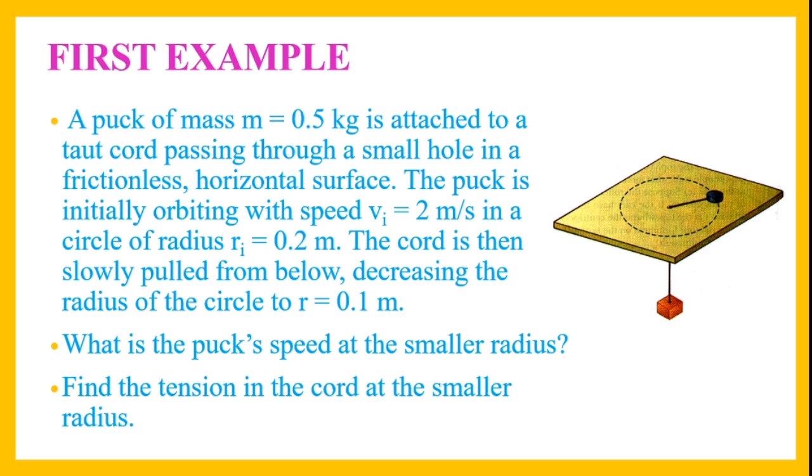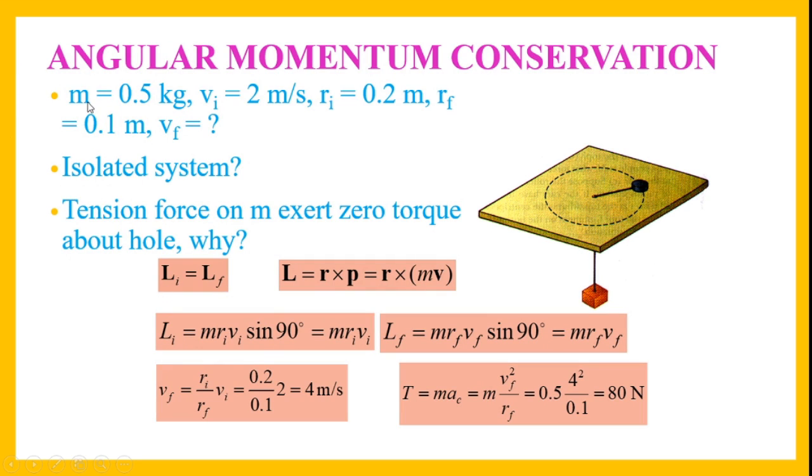Let us write the given parameters. In the question it is given that m is equal to 0.5 kg. Initial velocity of the puck is 2 meters per second and it has an initial radius Ri of 0.2 meters. The final radius is given as 0.1 meters and we have to find the final velocity at 0.1 meters, that is Vf. So we have an isolated system, then the tension force on m exerts zero torque about the hole. According to this condition, angular momentum should be conserved, Li is equal to Lf.